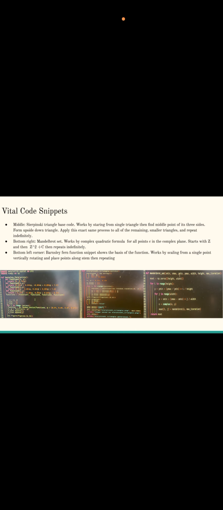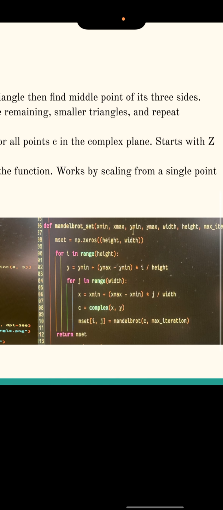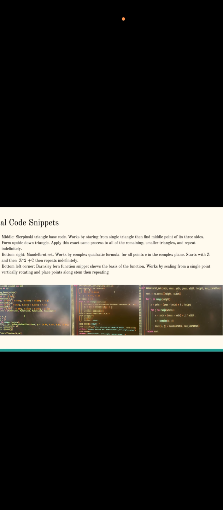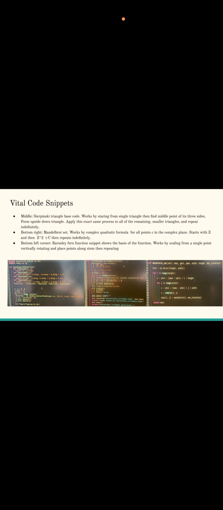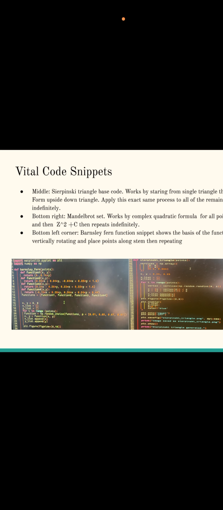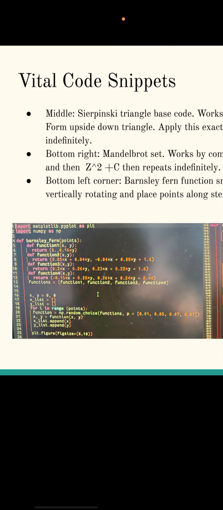Bottom left corner, you have the Barnsley fern. Here's the code for the Mandelbrot set, by the way. So, just testing within the range, and then you determine whether it's in the set, and you return the set, and you continue production from there. And finally, the Barnsley fern function snippet shows the basis of the code. You work from scaling from one point, vertically rotating, and then place points along the stem, and then you repeat. So here, choosing points, rotating, and continuing.